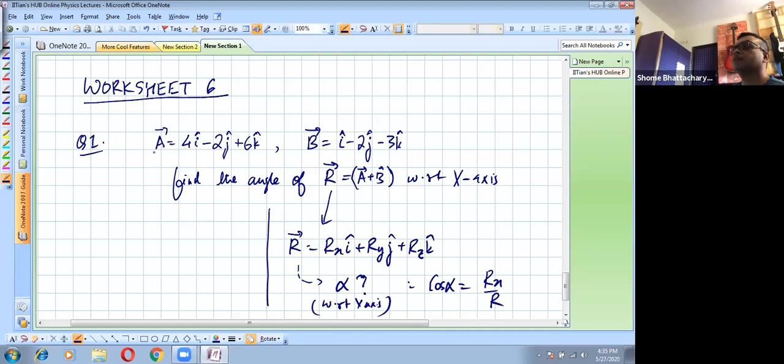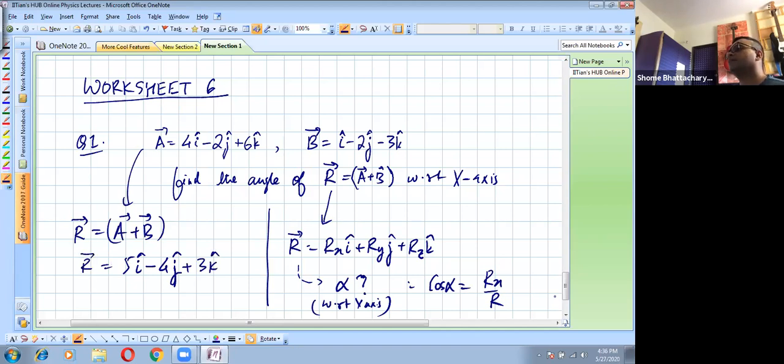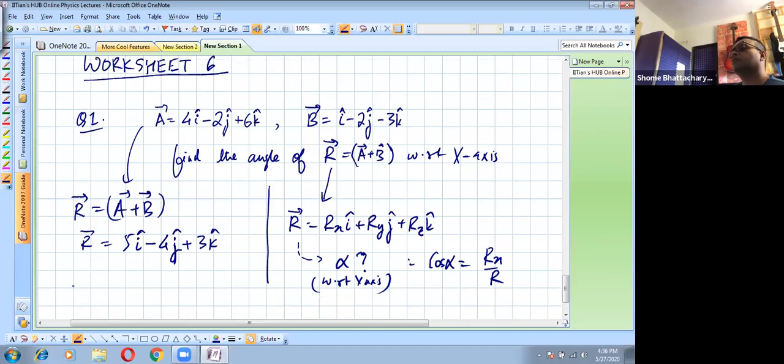For these two vectors, you can first of all find the resultant, which is A plus B, just add the two vectors. So 4 plus 1, that's 5 i cap, minus 2 minus 2, so that's minus 4 j cap. And finally 6 minus 3, so that is plus 3 k cap. This is the resultant. Okay. So the magnitude of the resultant is becoming how much? Root of x square plus y square plus z square. You see that is root of 50.